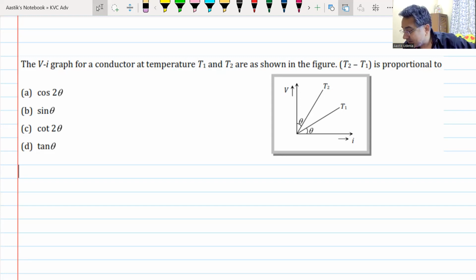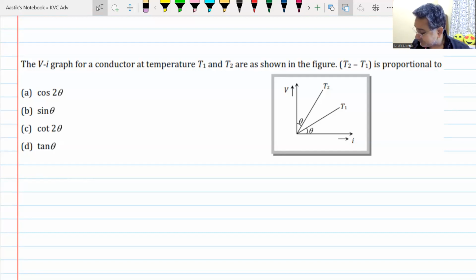The VI graph for a conductor at temperature T1 and T2 are shown in the figure. T2 minus T1 is proportional to what? Well done. So we have redeemed ourselves. Redemption lies on the path. Temperature T1 and T2. What is T2 minus T1 proportional to?